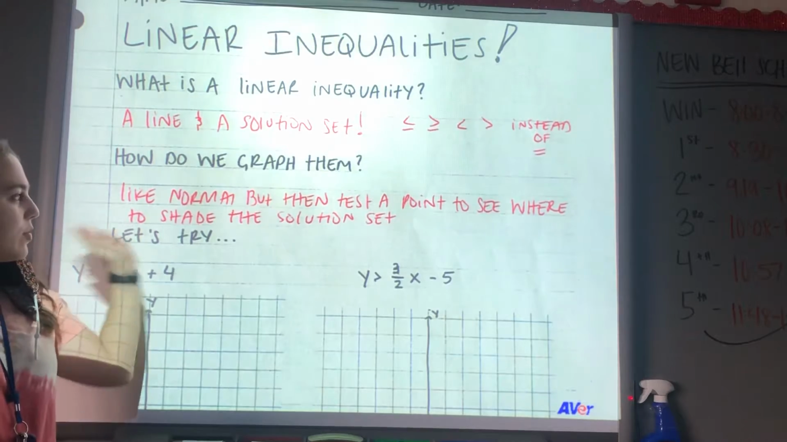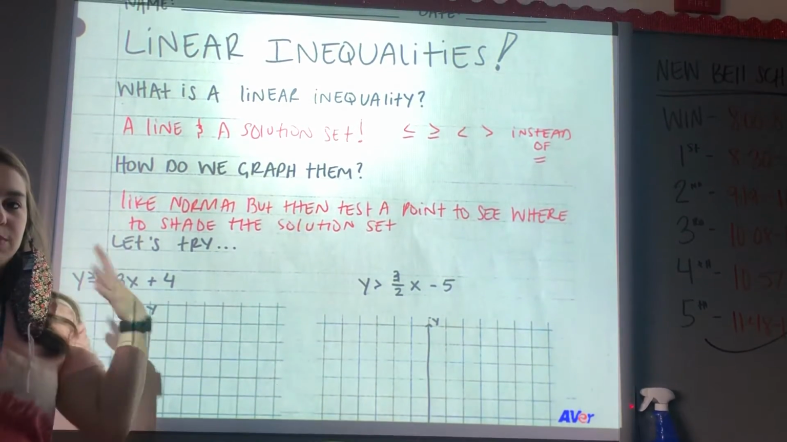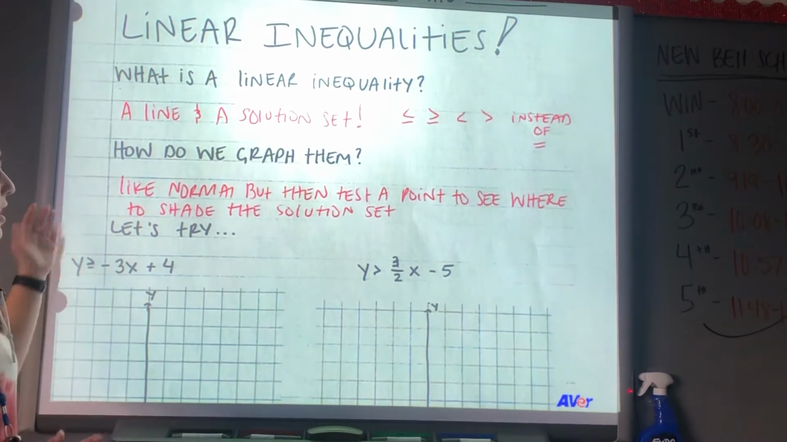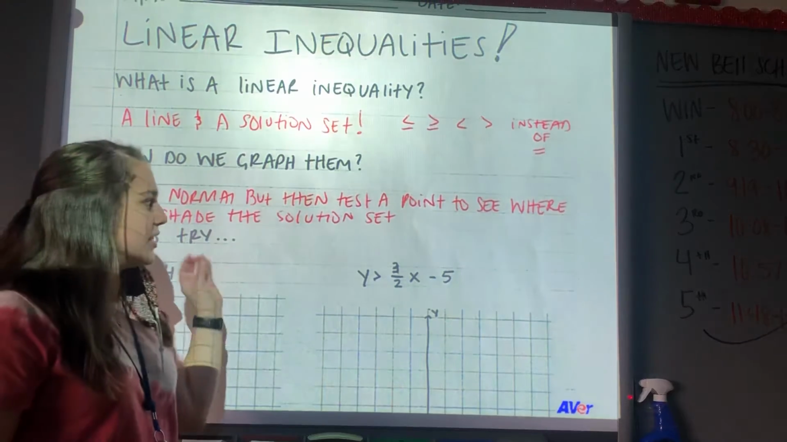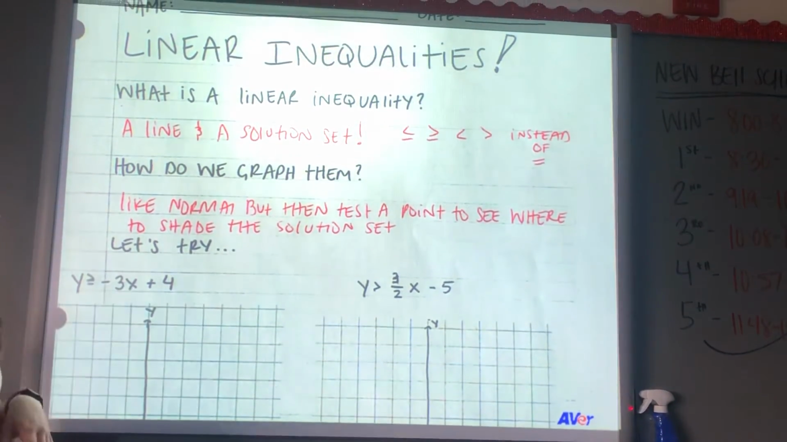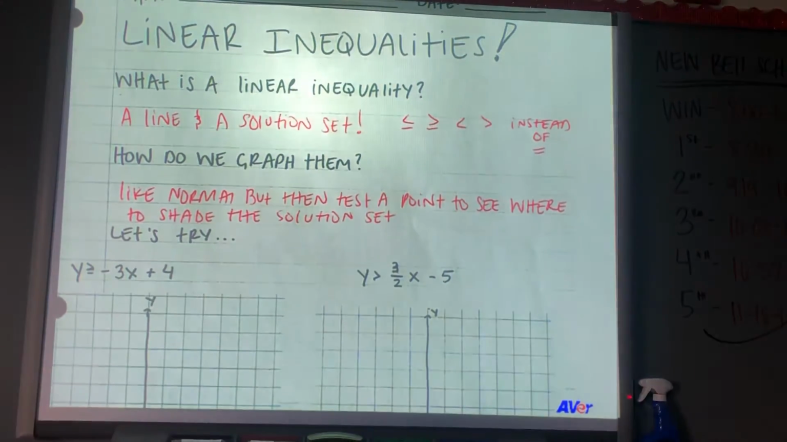So it says, how do we graph them? We graph them just like normal lines using our y equals mx plus b or standard form, anything like that. But then we're going to have to find some place to shade. That means that we take a point and we test it and we figure out what the solution set is. That means part of the graph is going to actually be the answer.